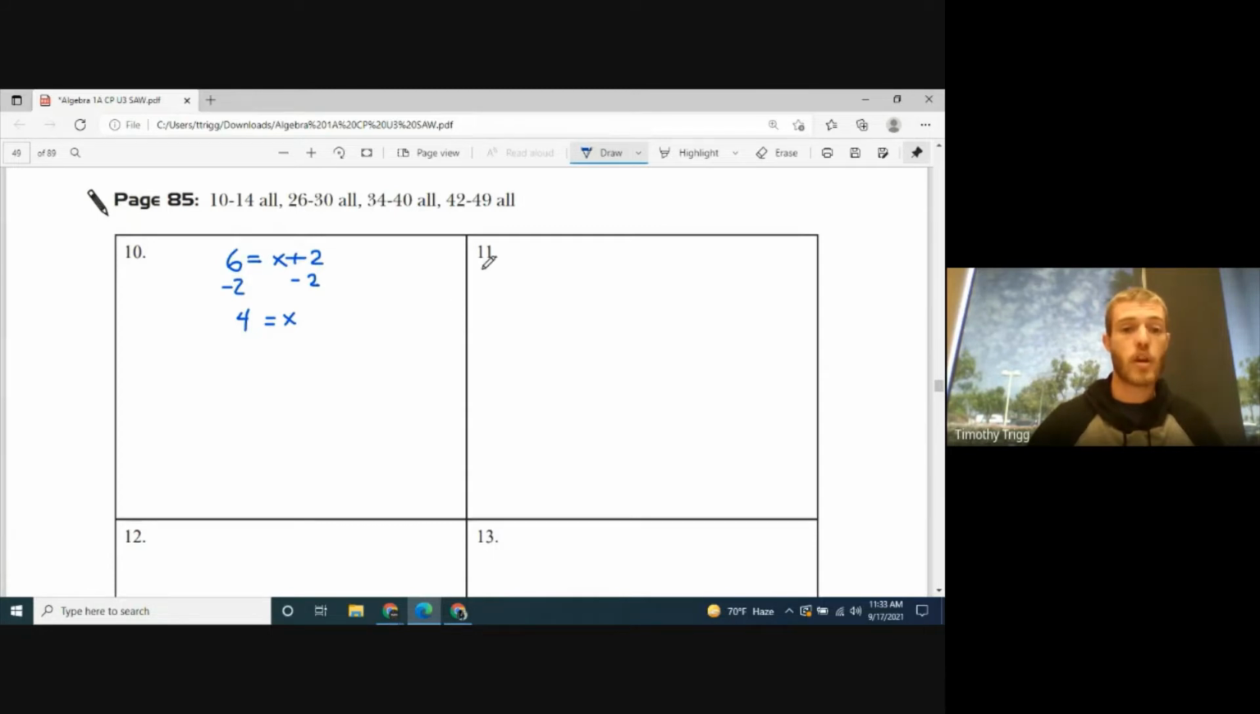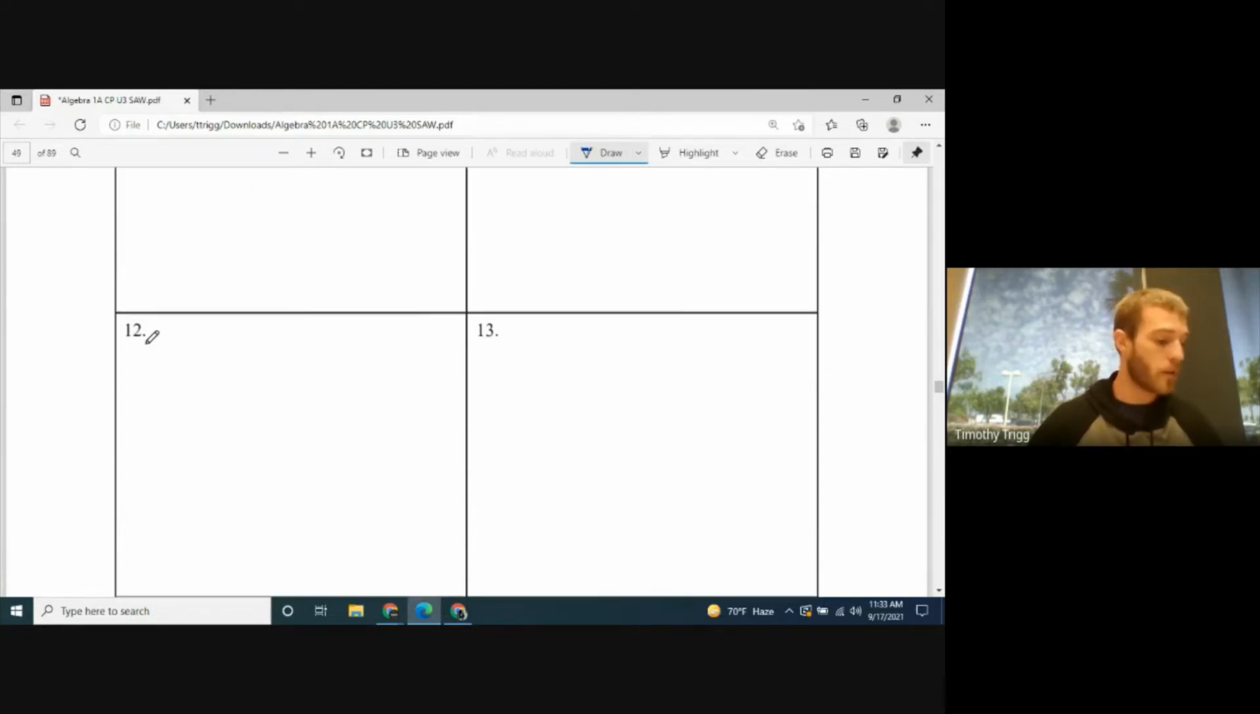Okay, I want you to go ahead and try number 11 on your own, 12 on your own, 13. This one's going to have a negative answer, so I'm going to go ahead and work this one with you. So here we have 4 equals q plus 13.